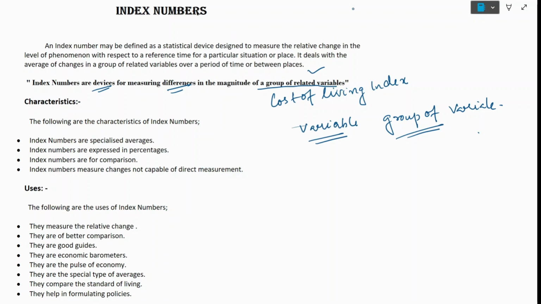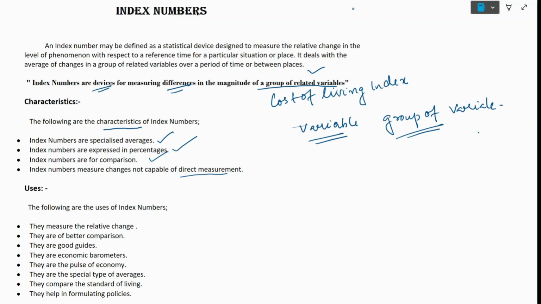Now, what are the characteristics of index numbers? Index numbers are specialized averages. They are always expressed in percentage. They are used for comparison. Index numbers change but are not capable of direct measurement.